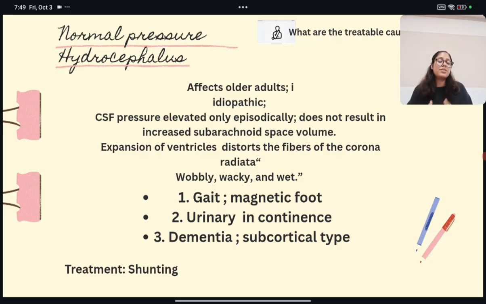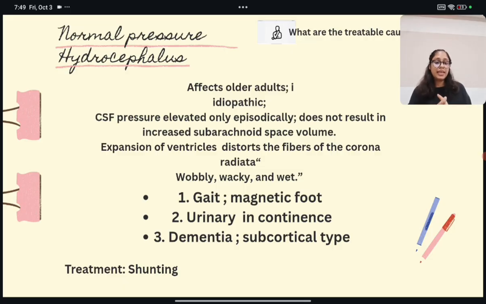Because of the dilation of the lateral ventricles, the corona radiata that is present beside it gets compressed, and it can lead to certain symptoms that we usually have a rhyme for, that is wobbly, wacky, and wet. Now this is really important, because questions can be asked on this, that is, what is normal pressure hydrocephalus, and they can give you these three triad for normal pressure hydrocephalus.